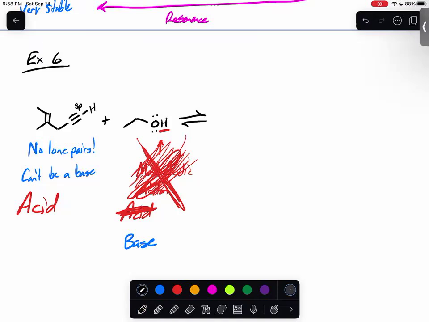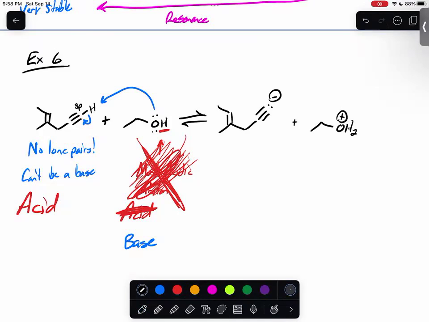So it must be that proton there. If we were to draw the products here, we could deprotonate that structure in that spot. That would give us a carbon with a negative charge, and it gives us this OH2 plus. This one shouldn't be too hard for everyone to figure out.